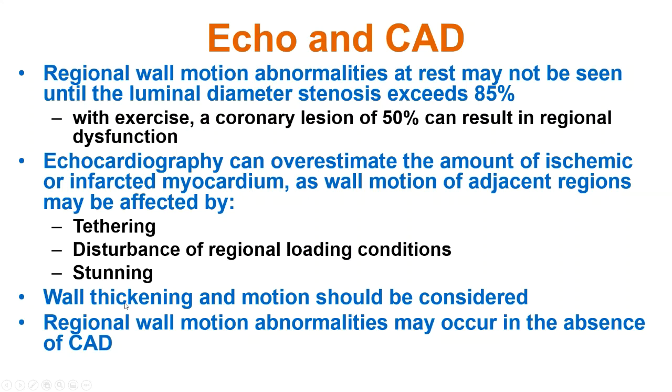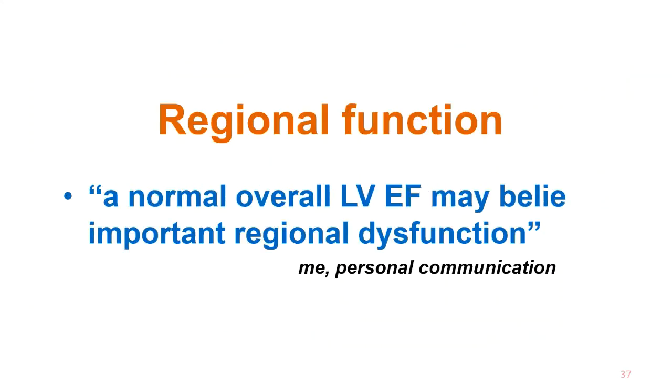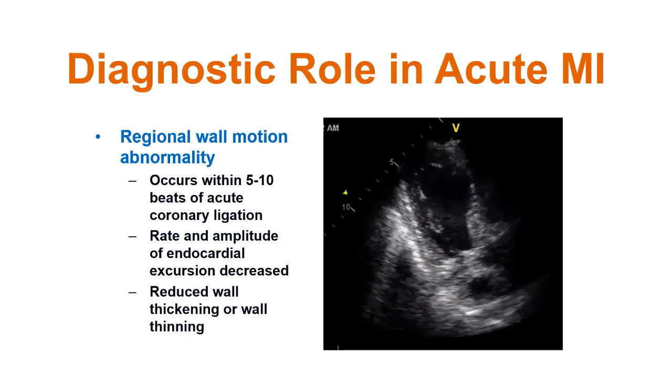Wall thickening really is a superior index of systolic function than is endocardial motion. And as you know, regional wall motion abnormalities can occur in the absence of coronary artery disease. Just think about non-ischemic cardiomyopathy or left bundle branch block. Now, a wise person, me, pointed out that a normal overall ejection fraction may belie important regional dysfunction, and that is certainly the case with coronary artery disease.